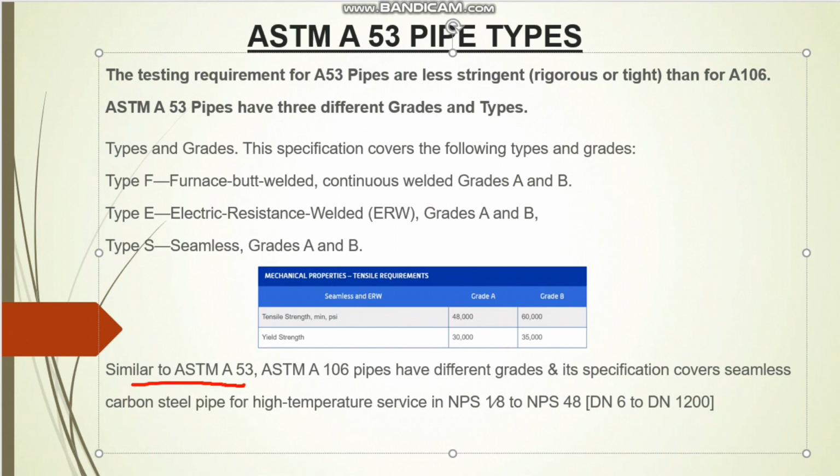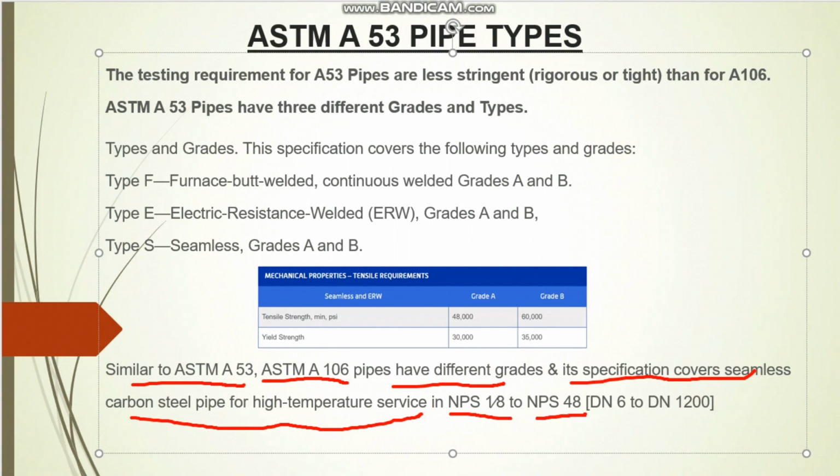Similar to ASTM A53, ASTM A106 pipes also have different grades, and its specification covers seamless carbon steel pipes for high temperature service, from the size of 1/8 inch to 48 inches.